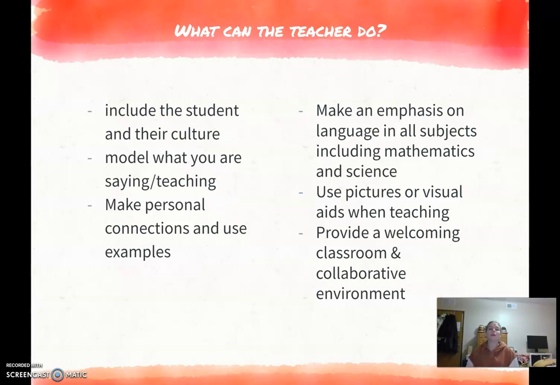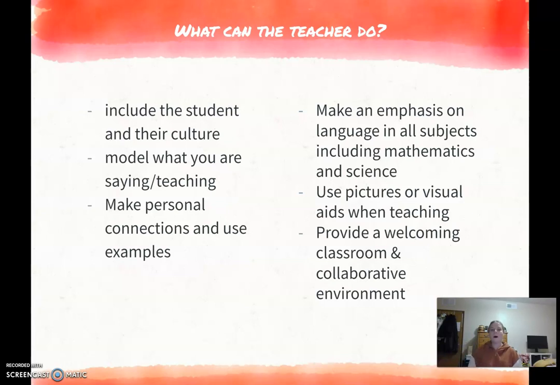They can include their student in their culture, whether that's celebrating certain holidays or their religion or something that is native to their culture, and maybe having the students who know English really well learn a little bit of this student's language to make them feel included. Model what you are saying and teaching. If you are talking about writing or drawing a square, talk about what you're doing while you're doing it. So like say, I'm making one line down, one line to the right with 90-degree angles, and so on and so forth.